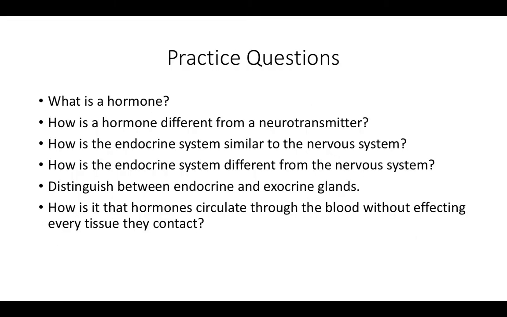Practice questions for this section. What is a hormone? How is it different from a neurotransmitter? How is the endocrine system similar to the nervous system? They're both used in communication, and they use the same means of communication, but they're also different in some ways. So how is the nervous system different from the endocrine system? Distinguish between endocrine and exocrine glands, and how is it that hormones circulate through the blood without affecting every single tissue that they come into contact with?